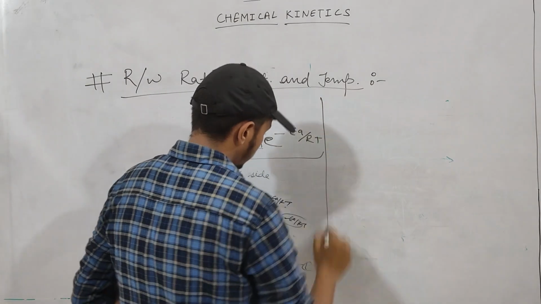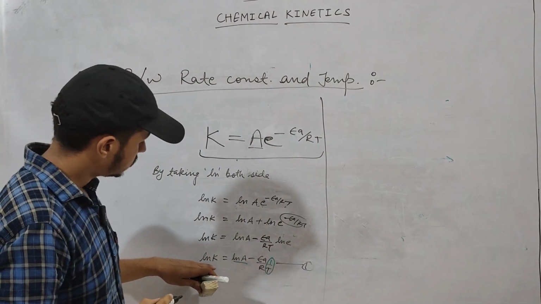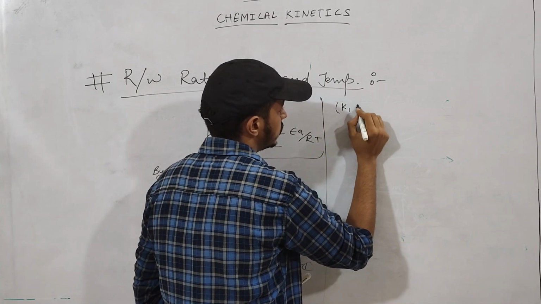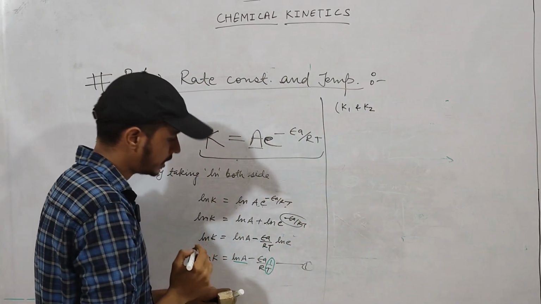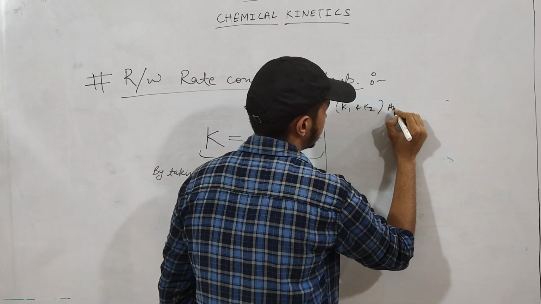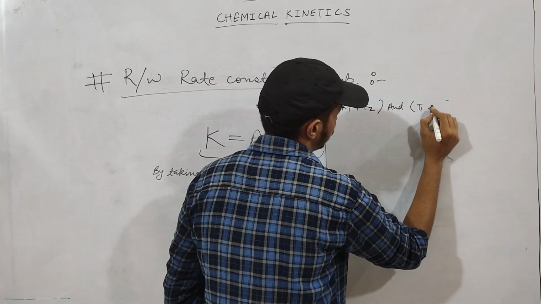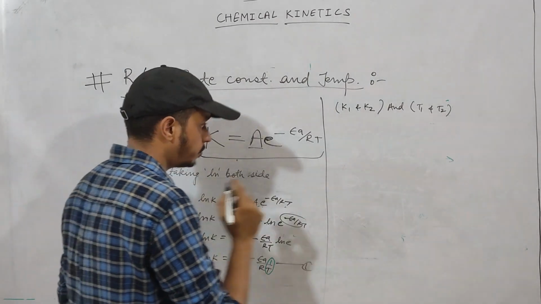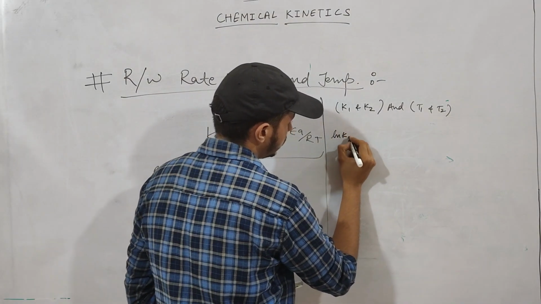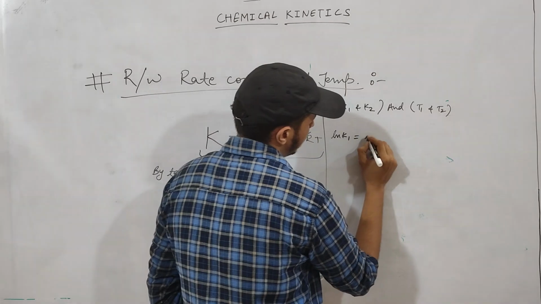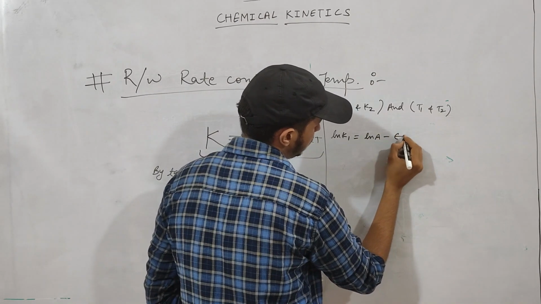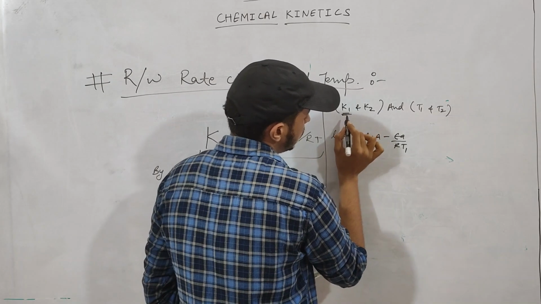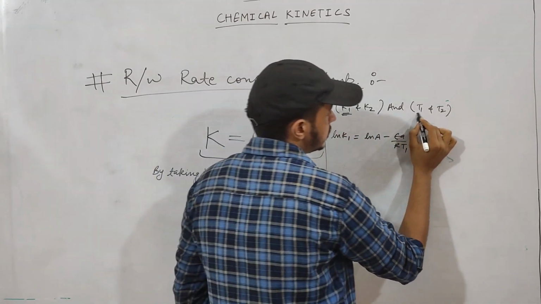Now let's take rate constant k1 and k2 for equation first, and temperature T1 and T2. Both these values will be put in the equation first. So it will become ln k1 is equals to ln A minus Ea upon R T1, because we have taken rate constant k1 and temperature T1.